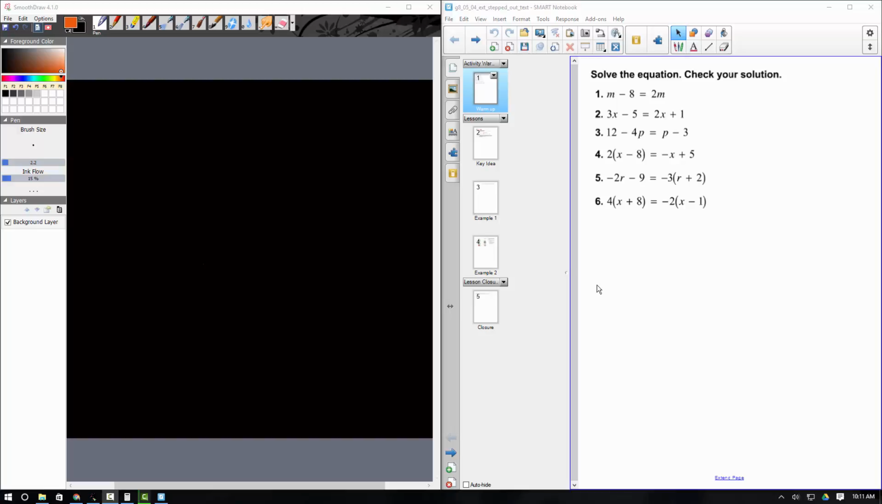Alright, so this video will focus on Chapter 5, Section 4, Extension. What we're going to do first of all is go through and solve each of the equations. So if I look at the first one, I have m minus 8 equals 2m. And we know that I have to draw the line, box the coefficients, move the coefficient to the same sign, right? So I'm going to go minus m, and I'll have m equals 8. And that's the first one.